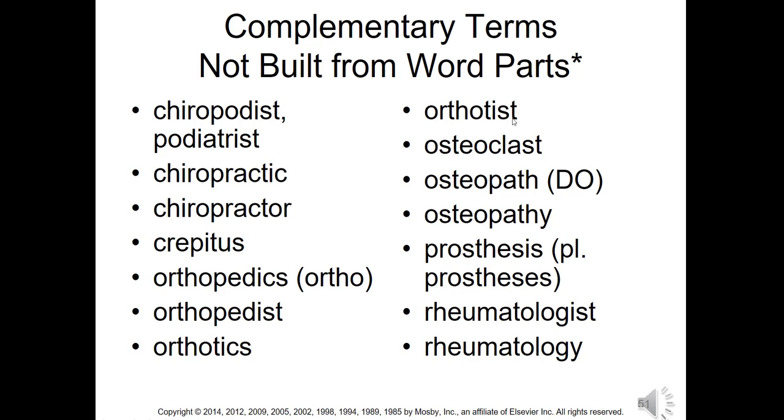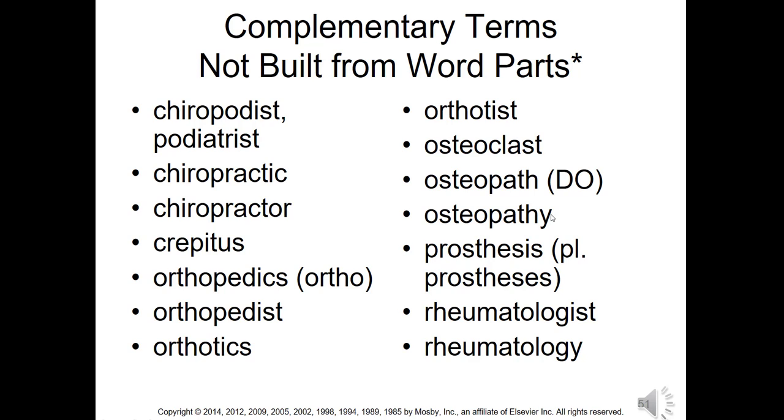An orthotist is a person who specializes in orthotics. An osteoclast is a type of bone cell that's involved in absorption and removal of bone minerals. Remember, we have clasts and blasts. An osteoclast is a bone cell that actually removes things.